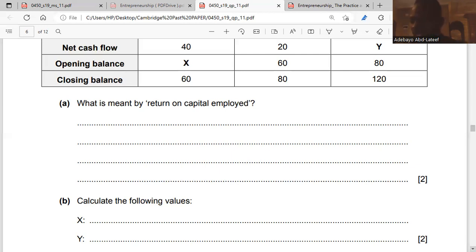So you can also say it is the measurement of profits for each dollar invested. You can write the formula and get the full mark. So that is return on capital employed. I think it's clear. So we go to the second question.